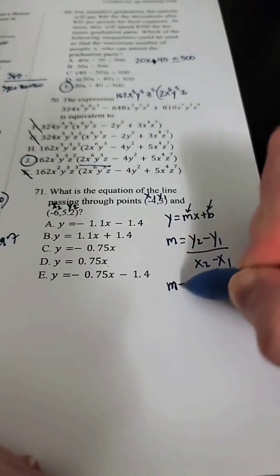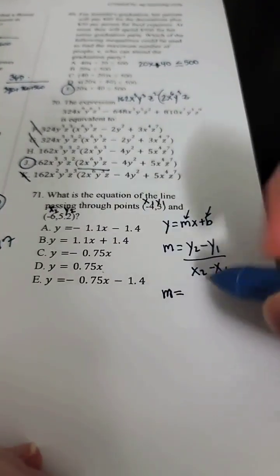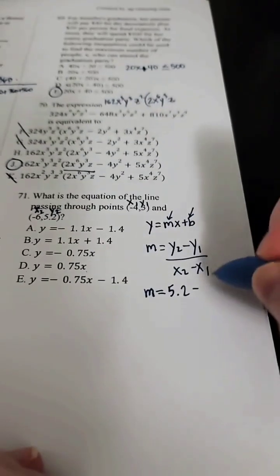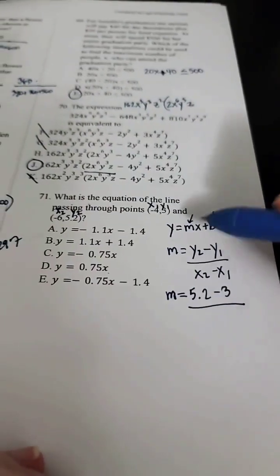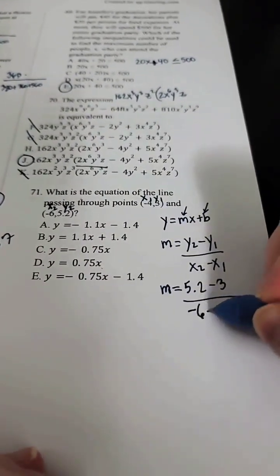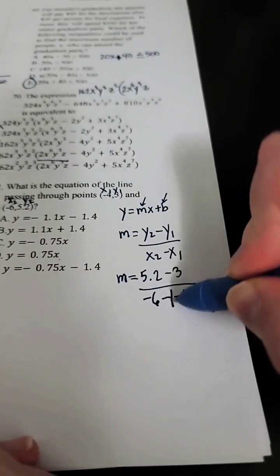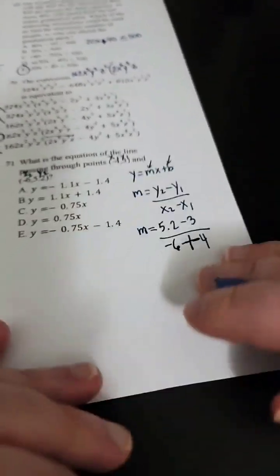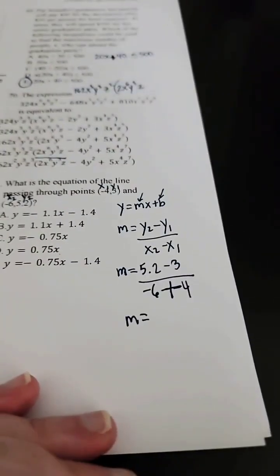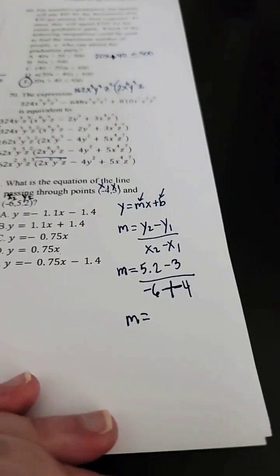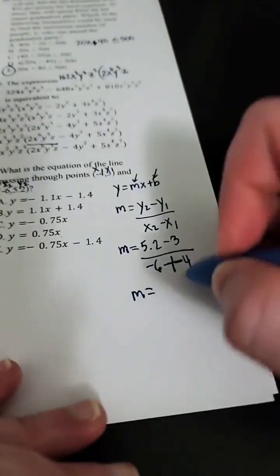So then to figure out what the slope is, I'm going to start plugging into this formula. So y2 I said was 5.2 minus what y1 is. So y1 is going to be 3. And on the bottom I have x2 is going to be negative 6 minus whatever x1 is. So x1 is negative 4. So I have to put negative 4 right there. Remember, minus and minus is a plus, so this is really just saying plus. So now I'm just going to put this into my calculator. So 5.2 minus 3 divided by, that's going to be negative 2. So then that's just going to be negative 1.1 as my slope.